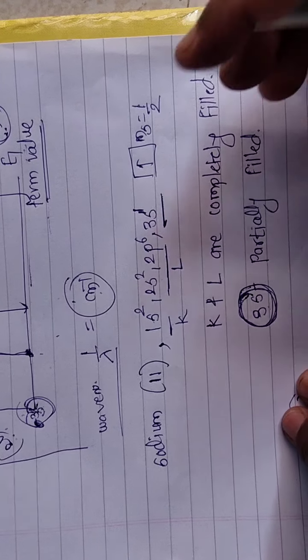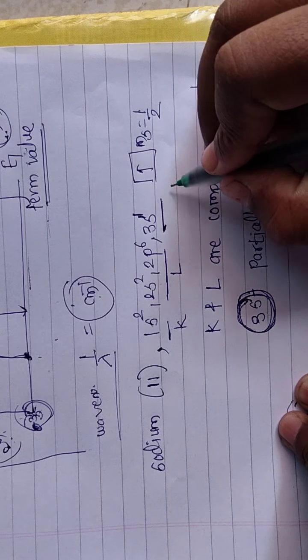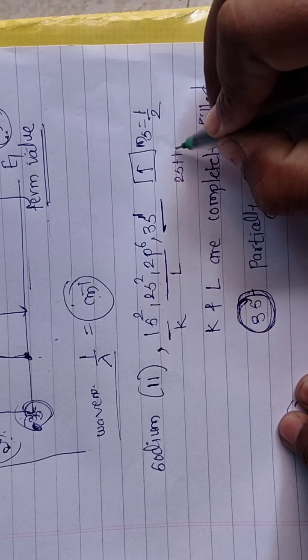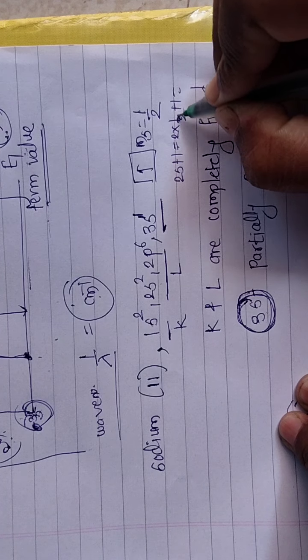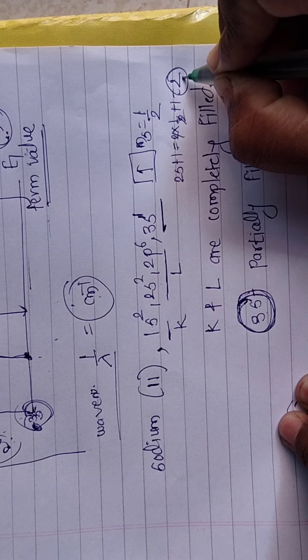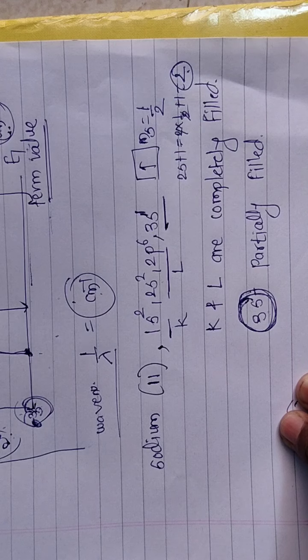And the multiplicity is 2s plus 1. 2 into half plus 1 gets 2, and the multiplicity of this electron is 2. So this is an important point.